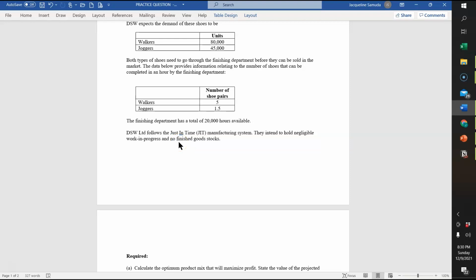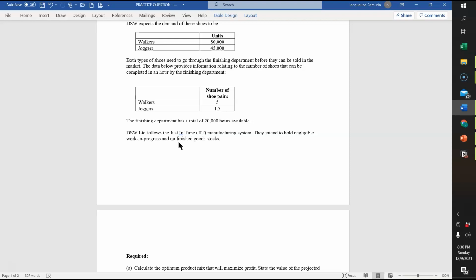So these hours could be in relation to the labor, the people, the skilled labor that is required in making the shoe, or it could be the amount of time the machine is operated for to finish the shoe. The question does not clarify what the process is. It only tells you what is the maximum amount of hours available for the year.